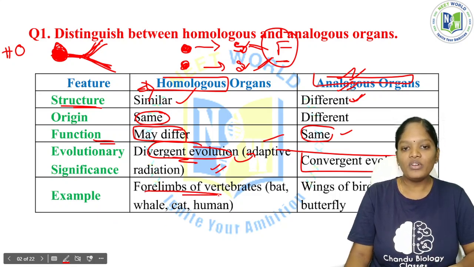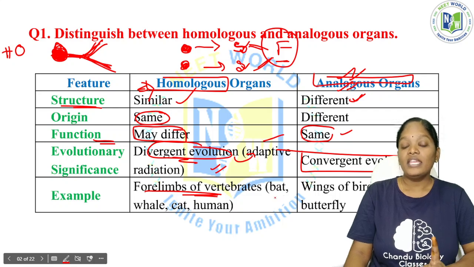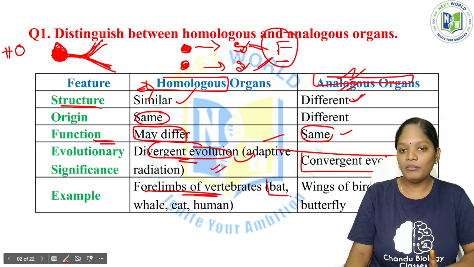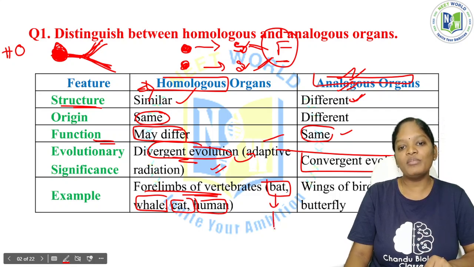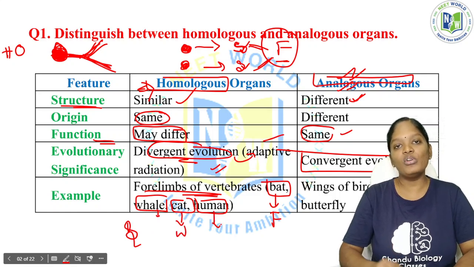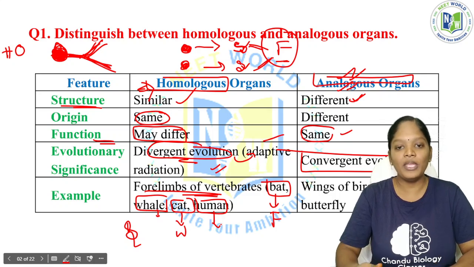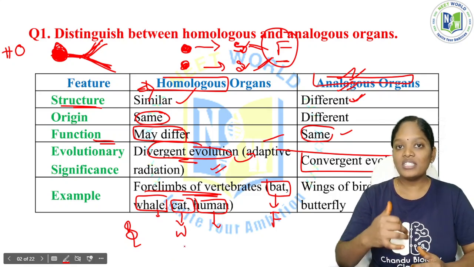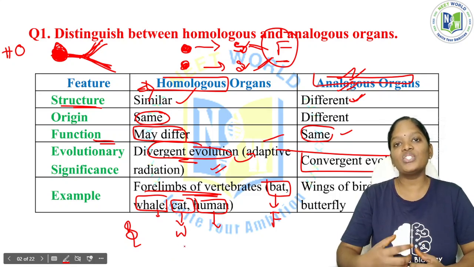The forelimbs of vertebrates, in the bat, the whale, the cat and the human. In the bat the forelimbs are responsible for flying. In the whale the forelimbs are responsible for swimming. In the cat it is responsible for walking. In humans we use the forelimbs for writing. It's our hand. So their structure will be similar but their function will be different.